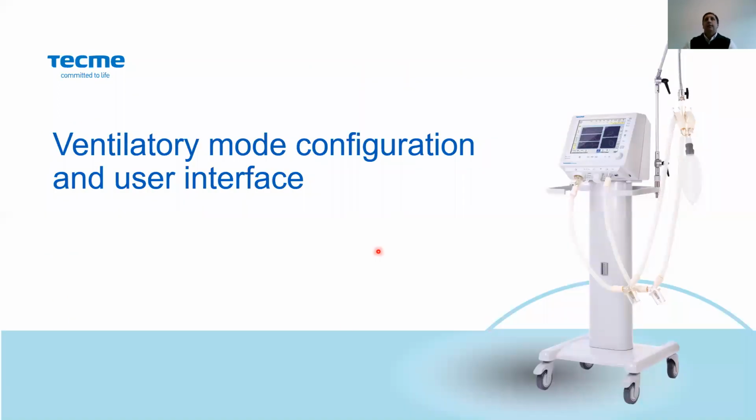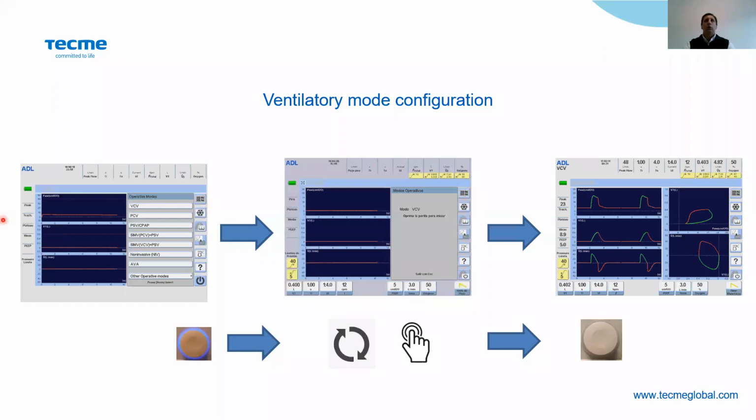This is the last test that the machine does during the initial calibration. I show you all the errors that can appear. If there is no error, the machine goes straight through the initial calibration and will show you the ventilatory mode configuration.